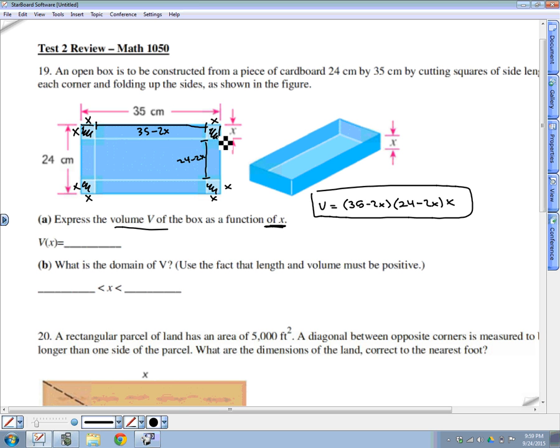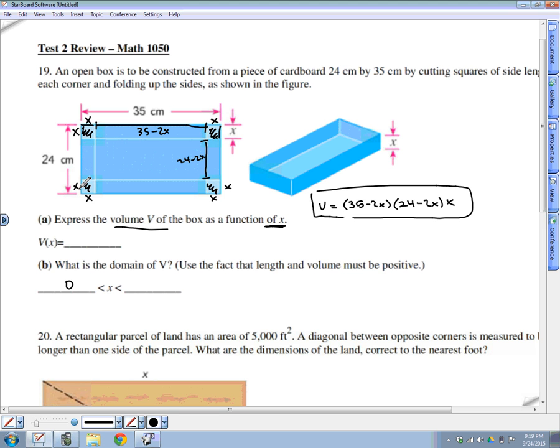Since x represents measured distances, it wouldn't make sense to have x equal a negative value. You can't have a negative distance. So x has to be greater than 0 to make sure it's a positive number. But x can't get bigger than a specific value. For example, let's say that I were to claim that x equals 13. Now that's fine to plug into this function here. I can certainly do that. The problem is x equals 13 doesn't work in relation to our physical constraints of the box.